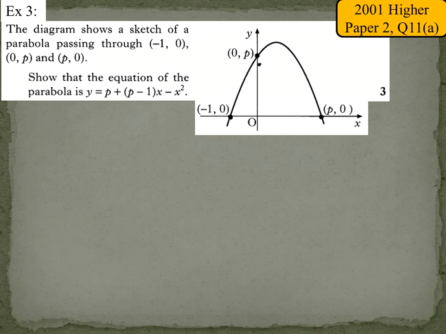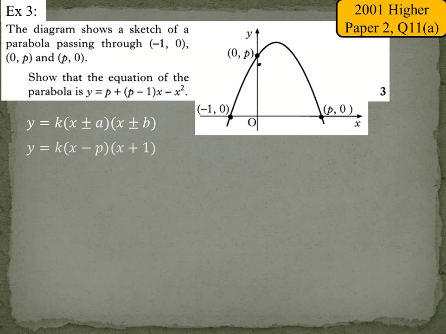Right, the diagram shows a sketch of the parabola passing through minus 1, 0, 0, p and p, 0. So they list the coordinates. Sometimes they do, sometimes they don't. Show that the equation of the parabola is this. So they've actually asked for it in an expanded form. They're not telling you to use the factorized form, but I'm telling you from experience, use the factorized form and get back to the standard form that they've given there as a final step.